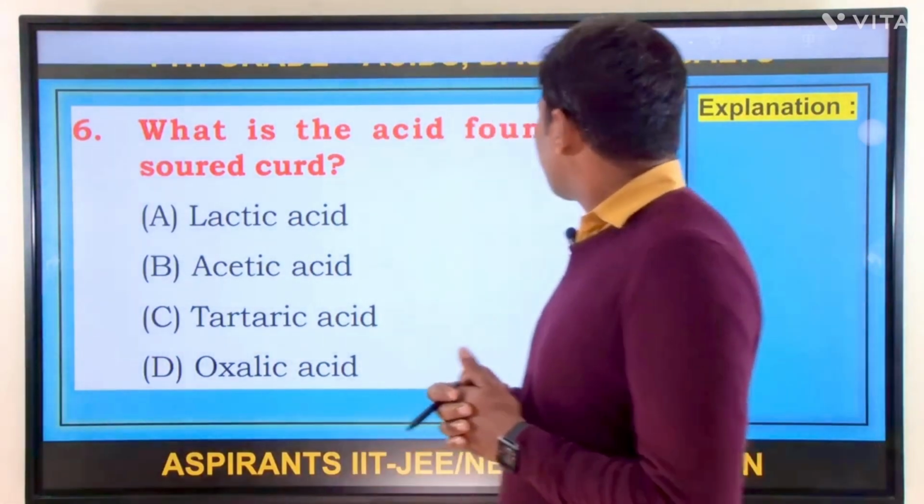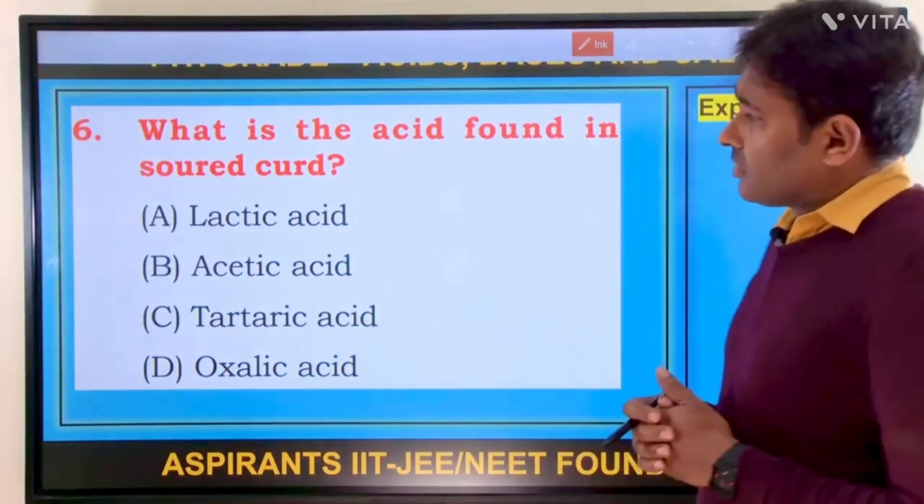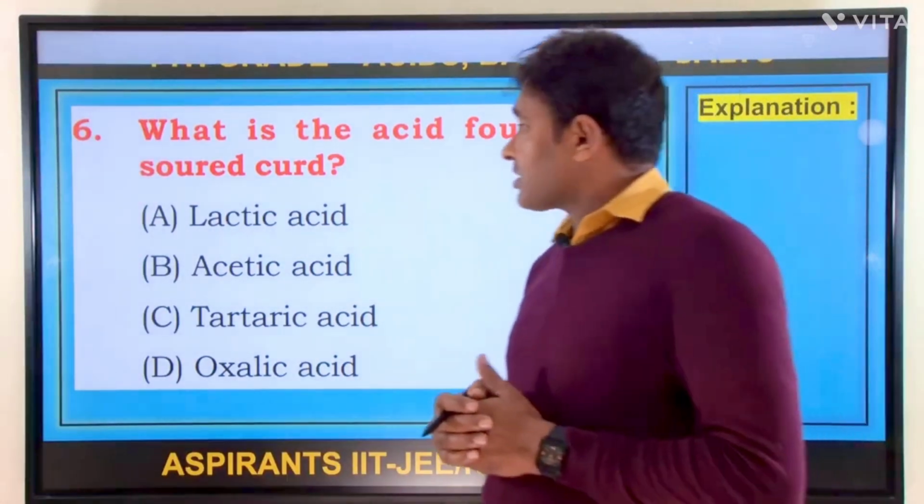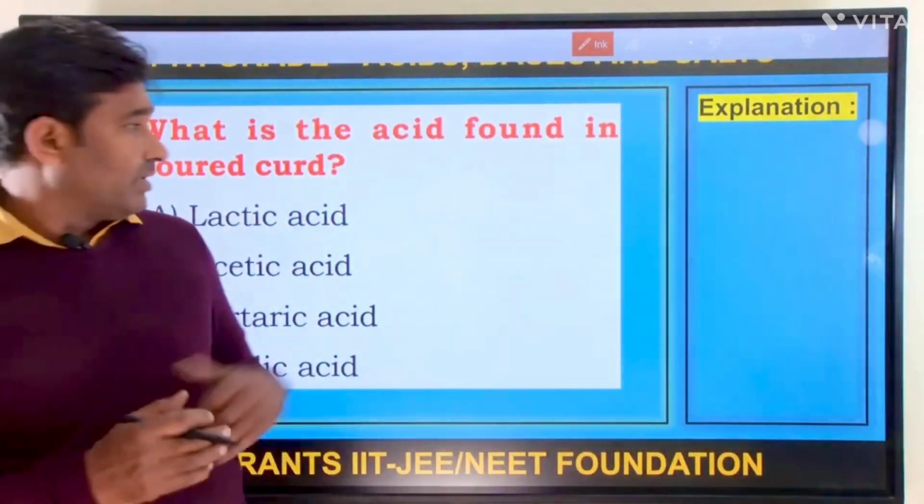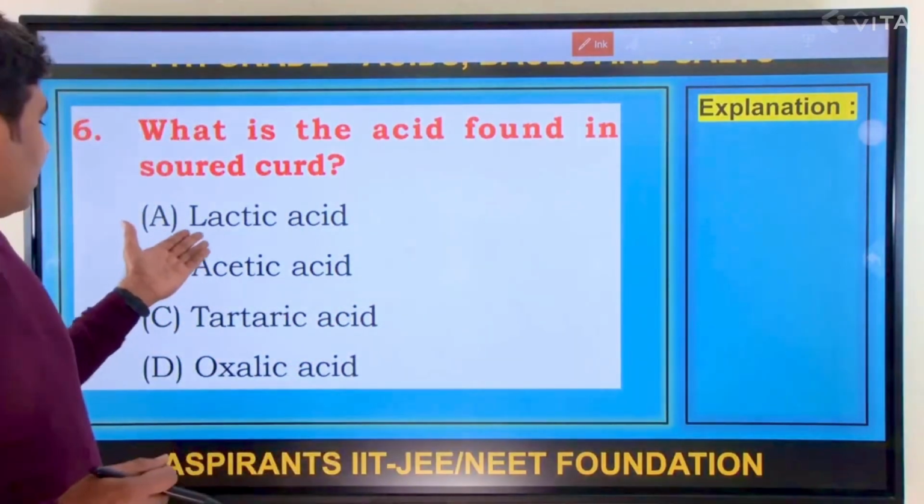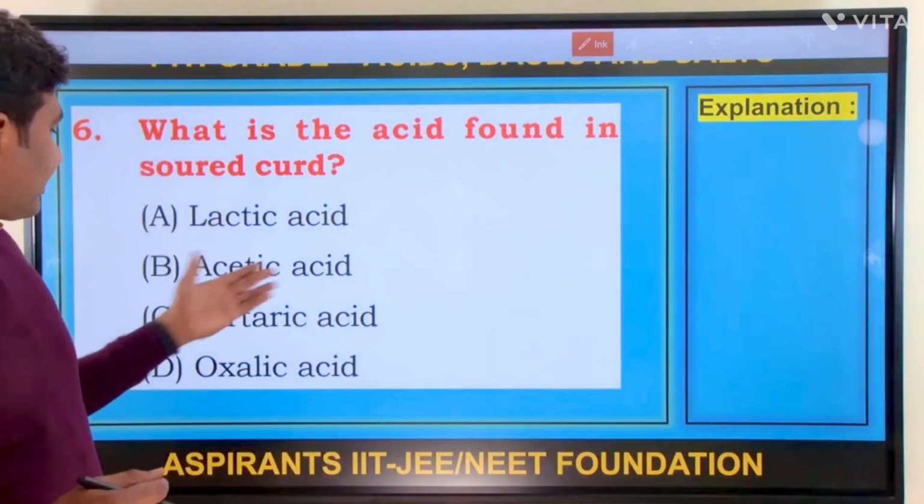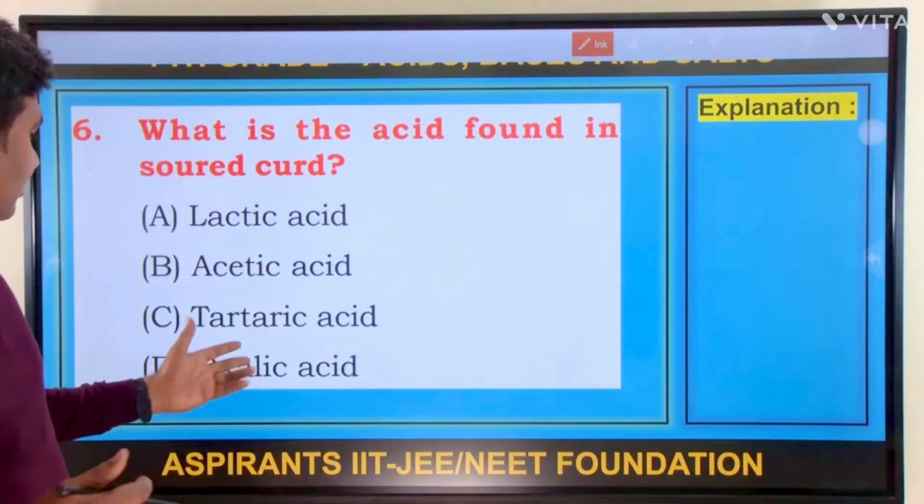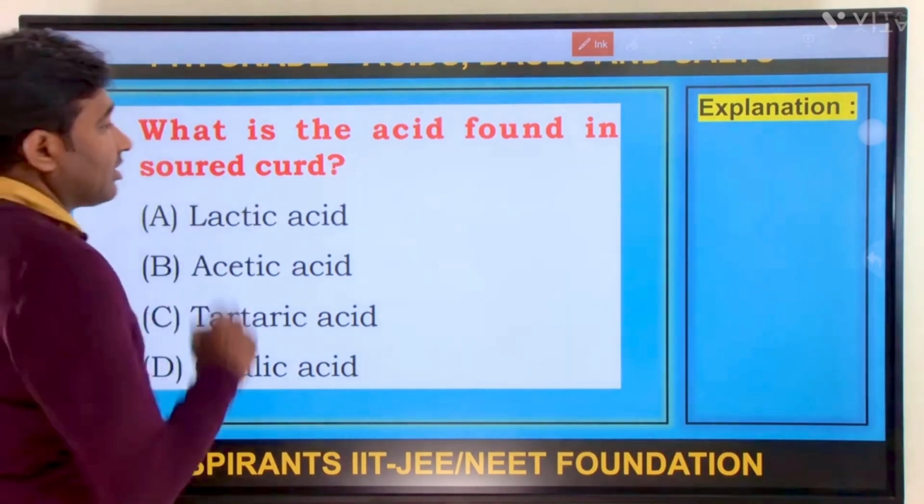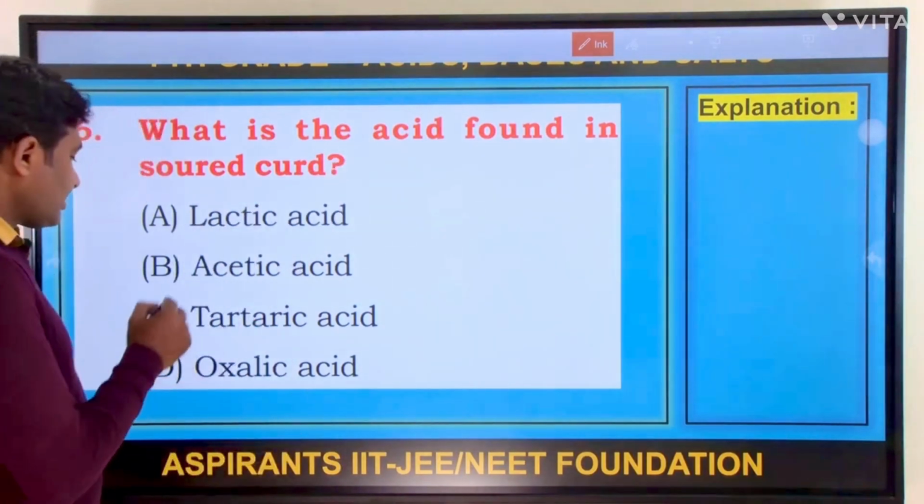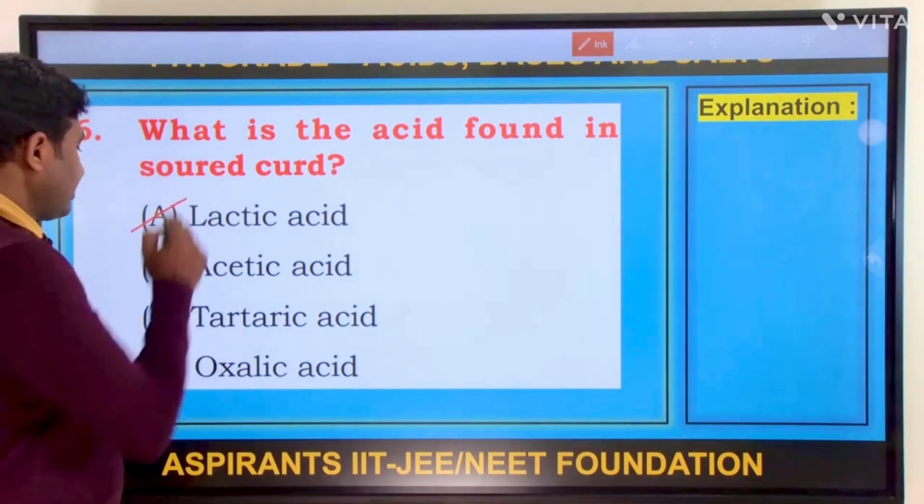What is the acid found in soured milk? Which acid is present in soured milk? We all know that: lactic acid. Four options are given: lactic acid, acetic acid, tartaric acid, oxalic acid. Generally, the acid found in curd is lactic acid.